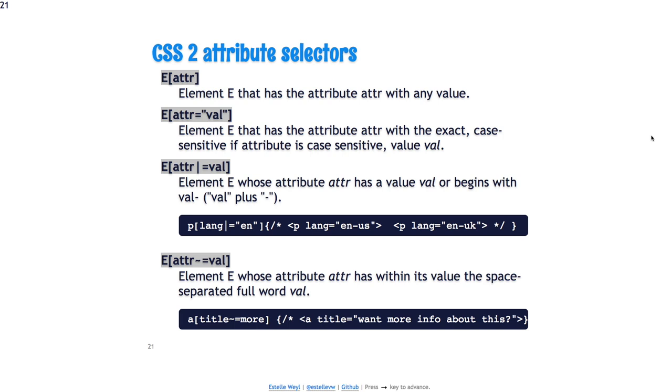So that is the equal sign. Then we have the pipe with the equals. And what that means is anything that starts with the value of val, either that's it or followed by a dash. So if you are doing languages like lang equals en-us or lang equals en or lang equals en-uk, lang pipe equals en would match all three of those.